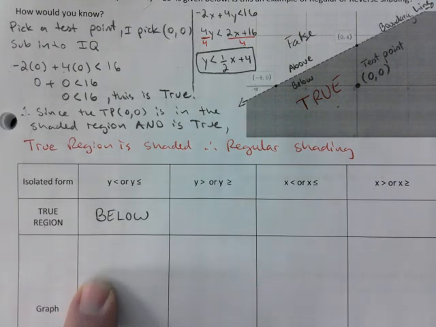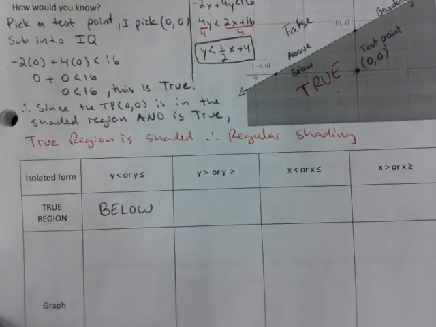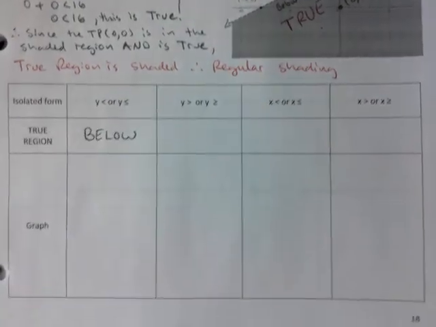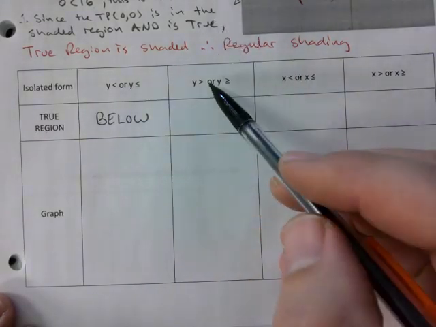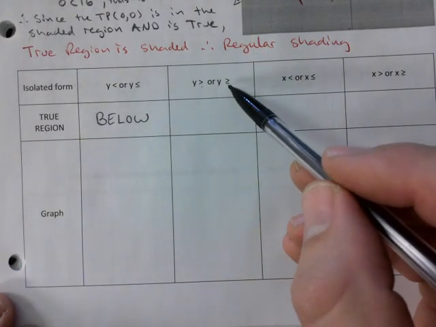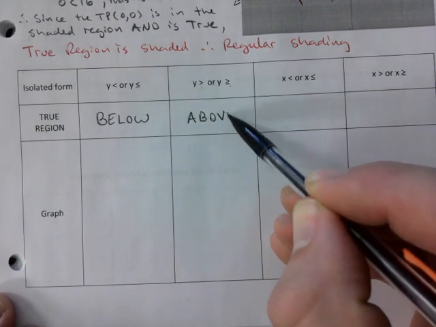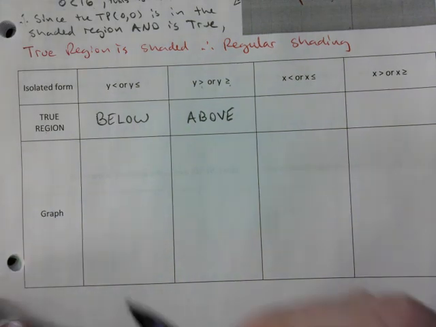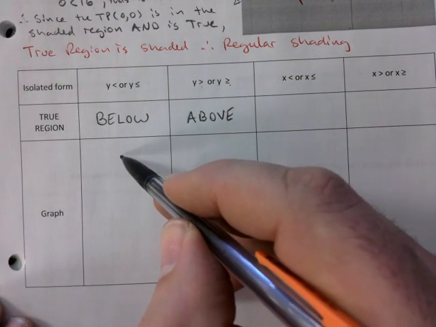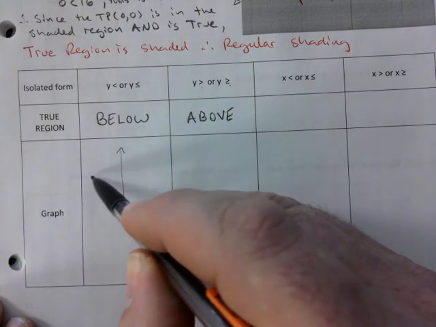This is good study sheet entry. Not the graph necessarily, but the first 2 rows here. If you isolate like I did above, and you end up with a greater than or equal to, then the true region is above. And let's make a small graph here. I actually want 2 grids, just 2 little sketches.